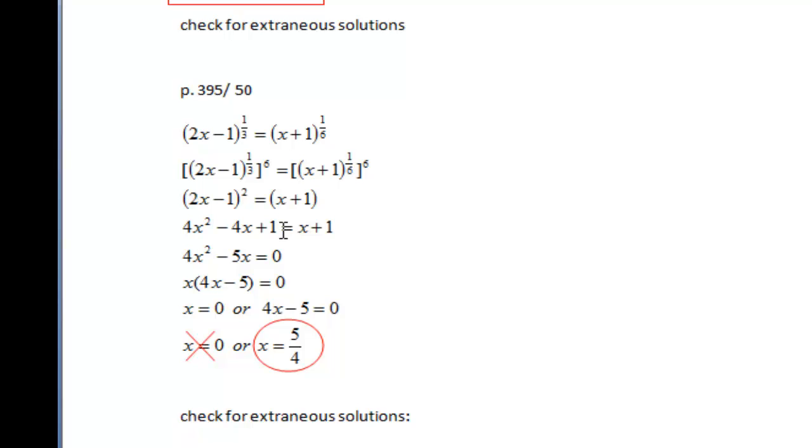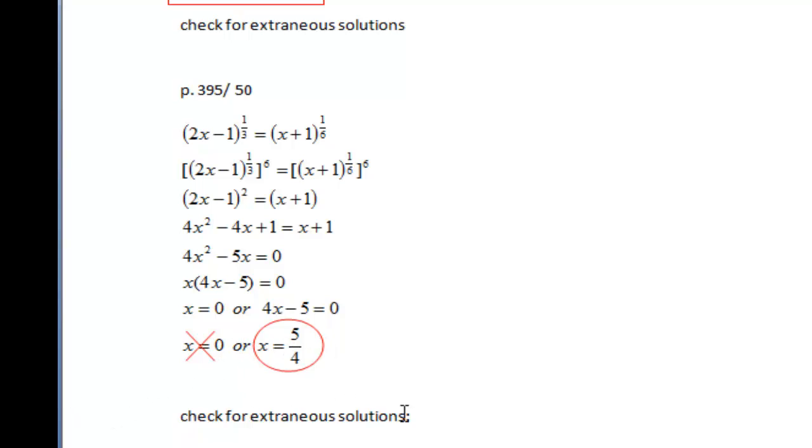You can, if you're not sure how to do that, ask me or ask Mr. Albanese later. Equals x plus 1. We're going to subtract x from both sides. We're going to subtract 1 from both sides. We're going to get 4x squared minus 5x equals 0. Factor that to x times 4x minus 5 equals 0. You now have two equations, either x equals 0 or 4x minus 5 equals 0. After you solve for x, you get x equals 0 or x equals 5/4.